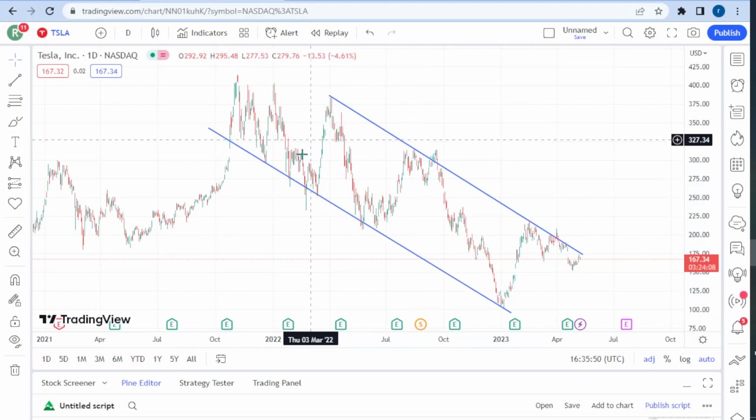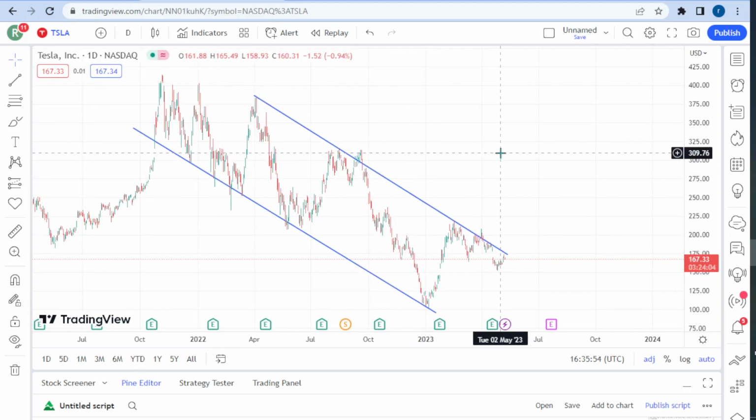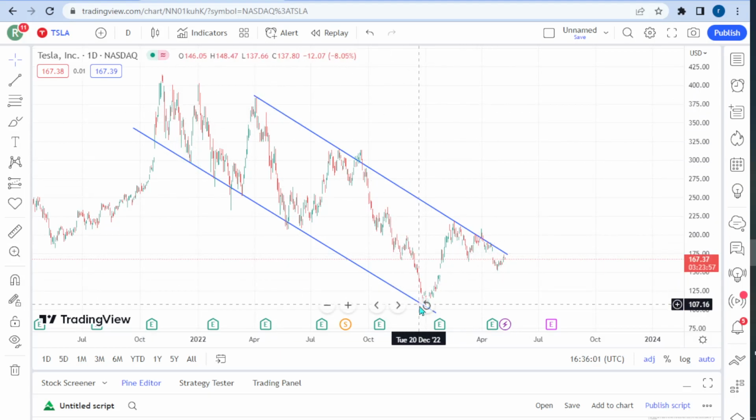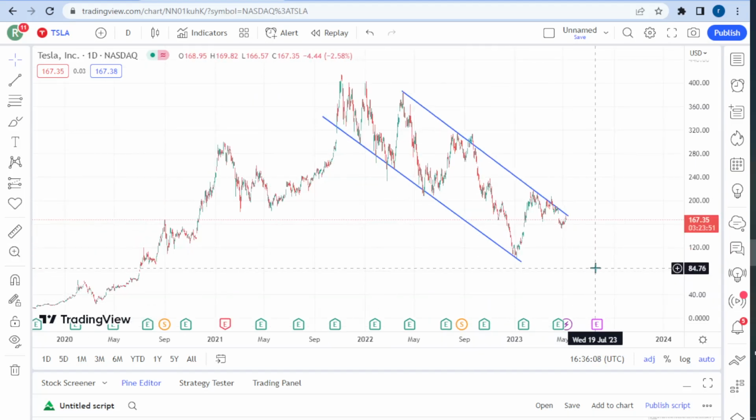So if we were thinking that this is a channel that we're in right now, a channel is essentially just like 2 parallel lines. So right now, it does look like we're in a channel, but are we going to revisit the bottom of this channel? I kind of doubt it because that would be pretty darn low. That would take us very low.